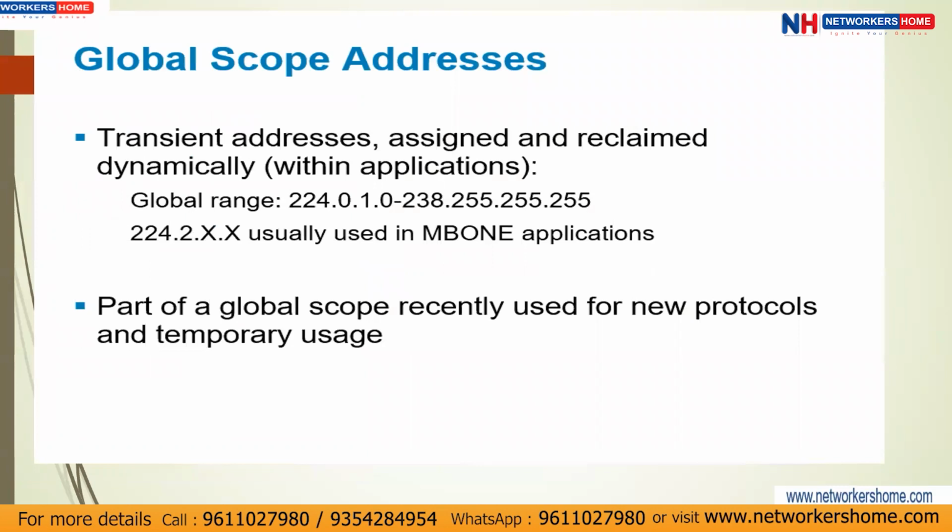And global scope addresses are assigned and reclaimed dynamically within applications. Global range: 224.0.1.0 to 238.255.255.255, and 224.2.x.x, usually used in multicast backbone applications. And these are the routable addresses I have already explained. Part of the global scope address range is recently used for new protocols and temporary users.